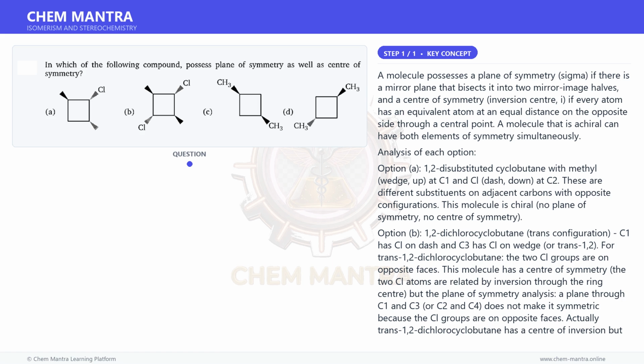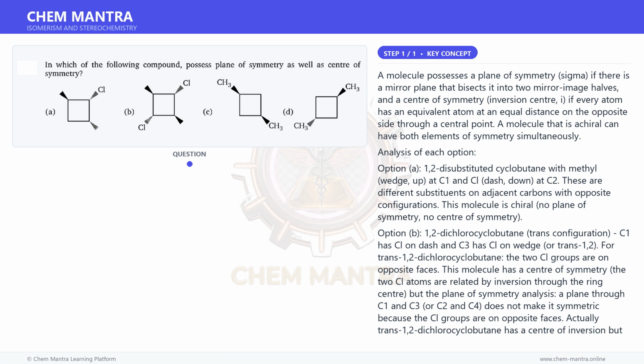Option C: 1,3-dimethylcyclobutane with both CH3 groups on wedge, cis 1,3-dimethylcyclobutane. Both methyls point up on the same face. This molecule has a plane of symmetry. The plane bisecting the ring through C1 and C3 is a mirror plane, but it does not have a center of symmetry because there is no inversion center relating the two CH3 groups. They are both up, so inversion would place them both down, which is not the same molecule. Actually, cis 1,3 does have a plane of symmetry through the C2 and C4 axis. Cis 1,3-dimethylcyclobutane has a plane of symmetry but no center of symmetry.